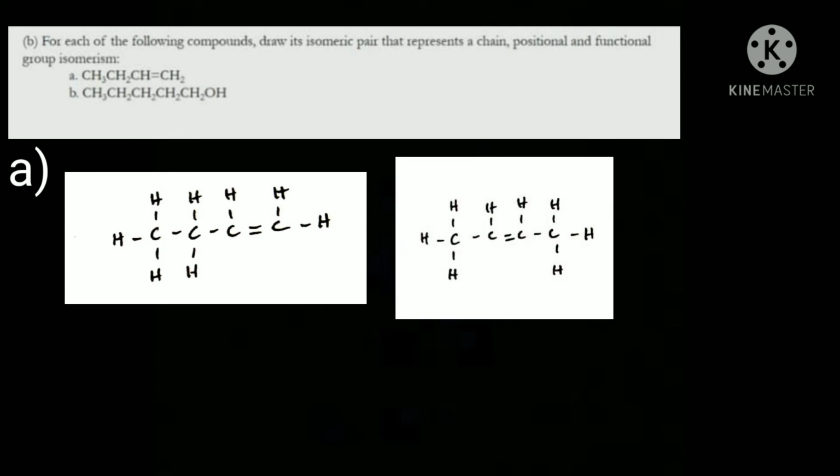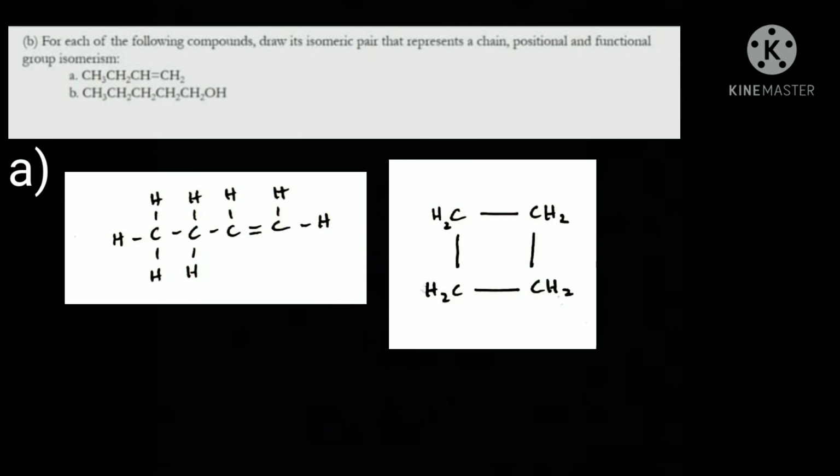For the positional isomers, we change the functional group, which is double bond, from the first carbon to second carbon. And the IUPAC name for this positional isomer is but-2-ene.